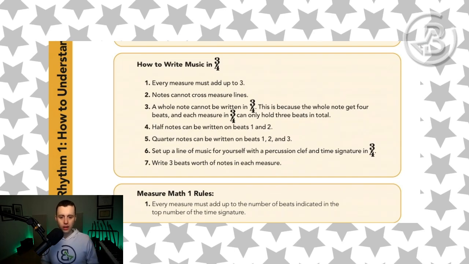Rule number 3, a whole note cannot be written in 3/4. This is because a whole note gets 4 beats or 4 counts, and each measure in 3/4 can only hold 3 beats in total. Half notes can be written on beats 1 and 2, and quarter notes can be written on beats 1, 2, and 3. You set up a line of music for yourself with the percussion clef and a time signature and a final bar line, and then you're going to write 3 beats worth of notes in each measure.